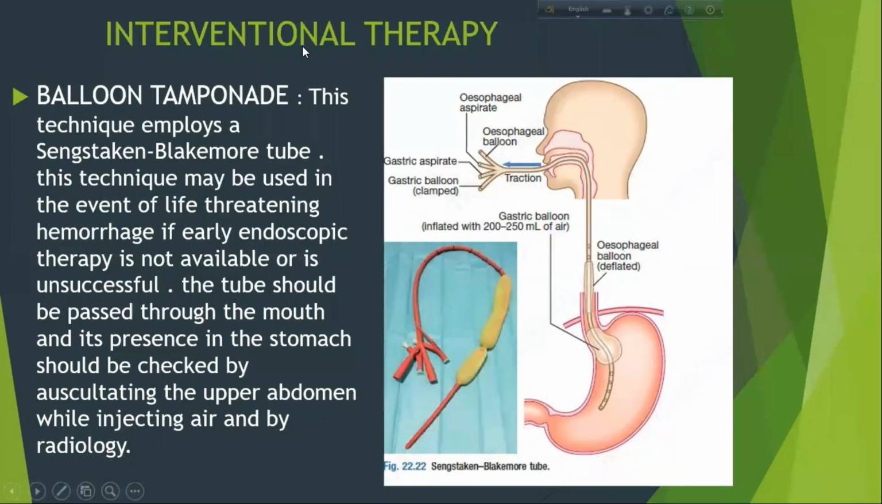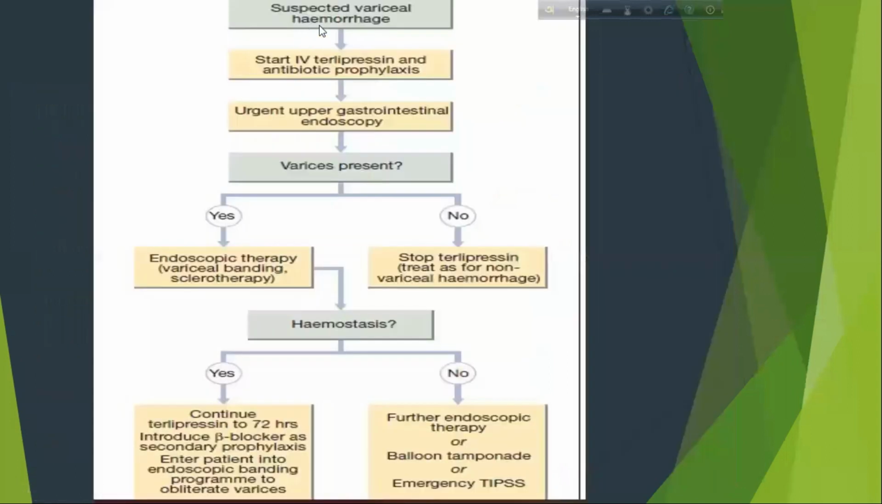This is the approach to acute variceal bleeding due to portal hypertension. Suspected variceal hemorrhage, start IV terlipressin and antibiotic prophylaxis. Then urgent upper gastrointestinal endoscopy, to see whether varices are present or not. If present, endoscopic therapy, variceal banding or sclerotherapy. If hemostasis is achieved, then continue terlipressin to 72 hours, introduce beta blocker as secondary prophylaxis.